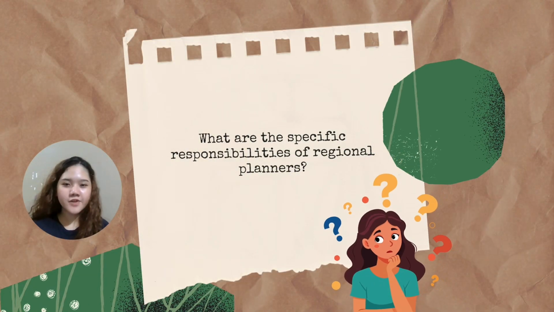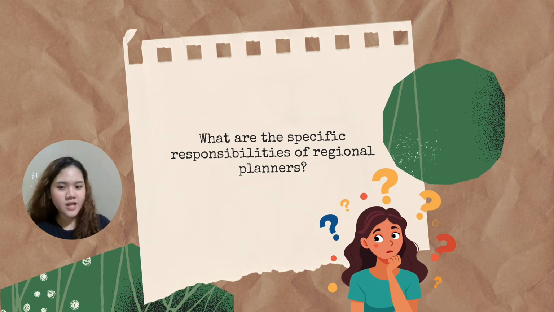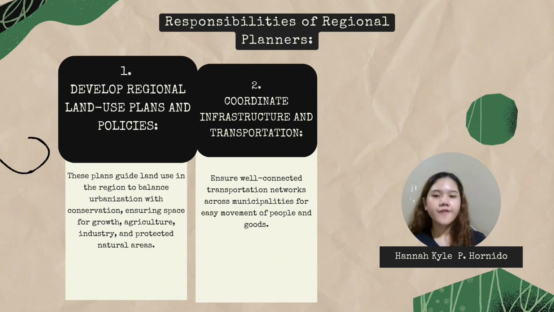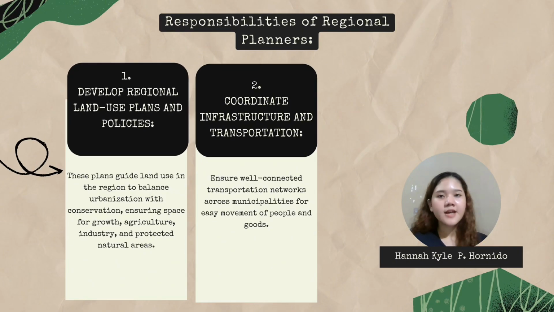So we have specific responsibilities for regional planners, and those are: first is to develop land use plans. Planners create strategies for how land will be used in the region. They balance urban growth with conservation. This ensures space for development, agriculture, industry, and protected natural areas.